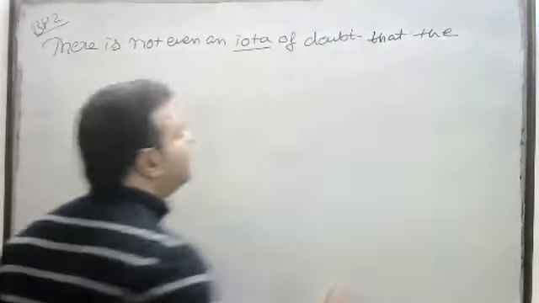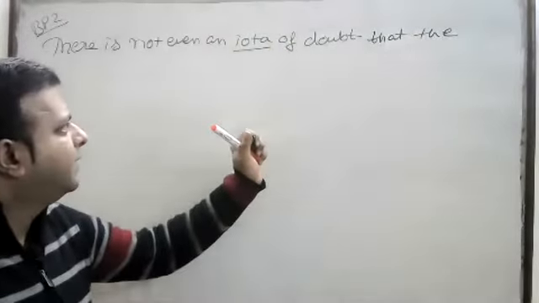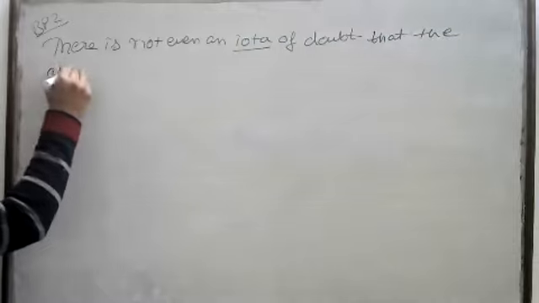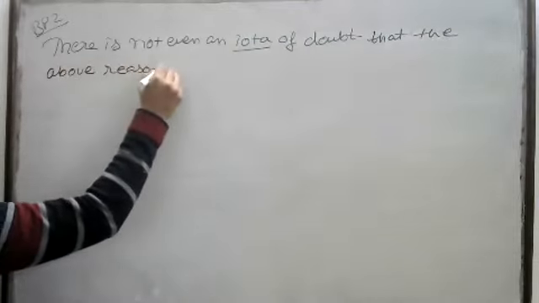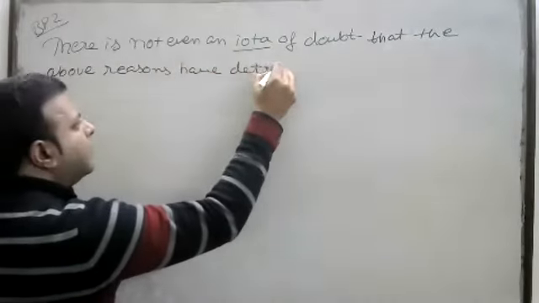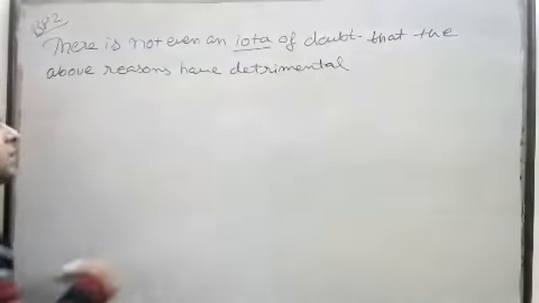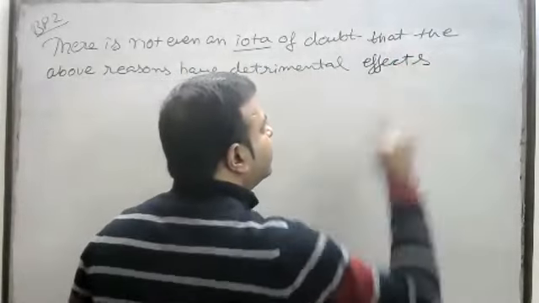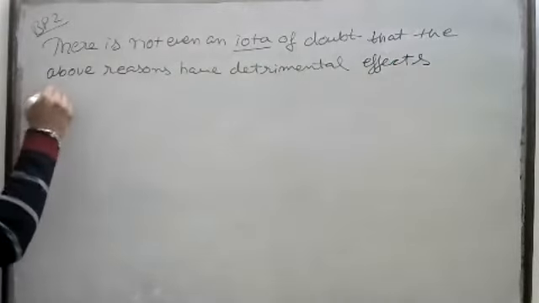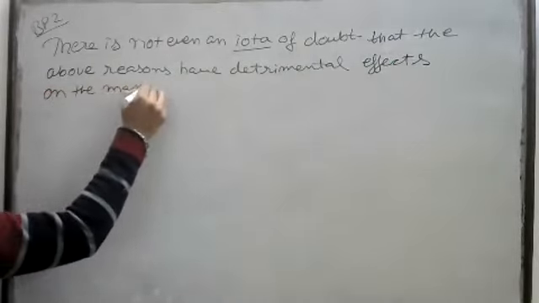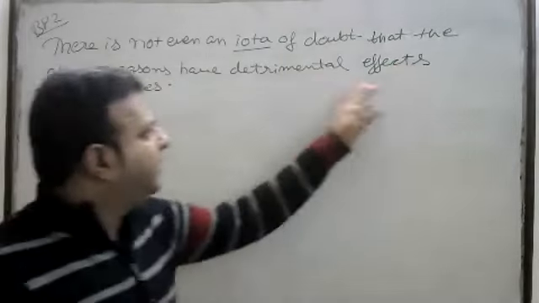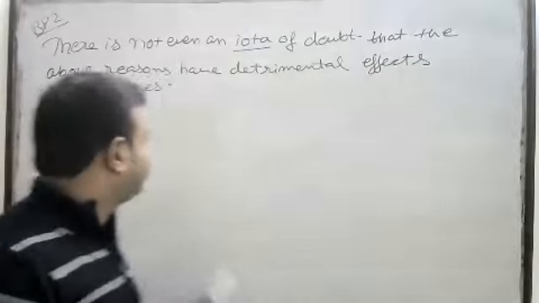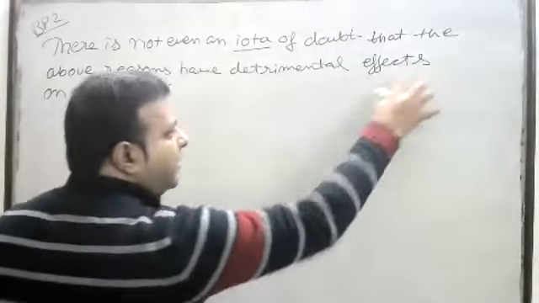that, let's say, the above reasons have detrimental effects. Detrimental means harmful, right? On whom we need to write, so effects on the masses, right? So detrimental effects, what other words can we use? Adversely, we can talk about, even we can use impact, right? So let's write now detrimental effects again, listing.